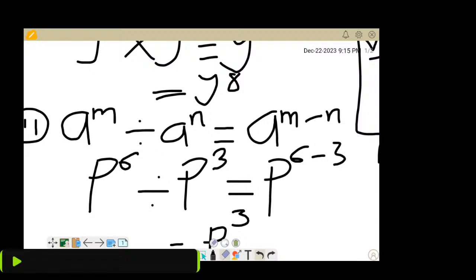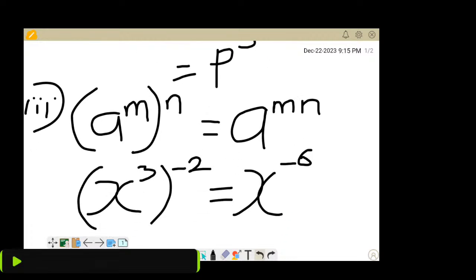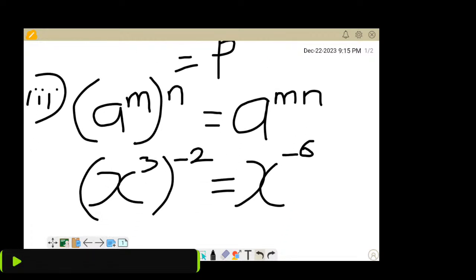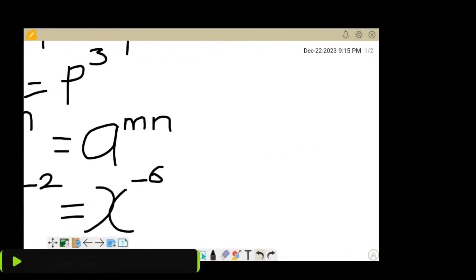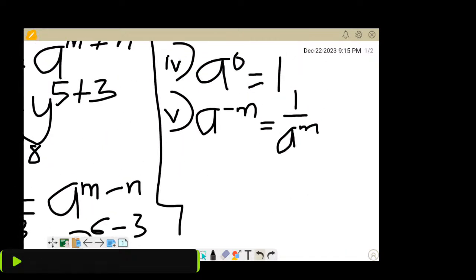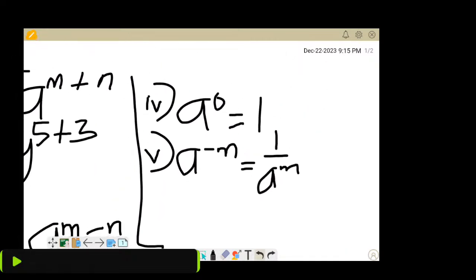Okay, now when we have a letter carrying a power and another power is outside the bracket, you multiply the powers, as you can see in rule number 3. For the fourth one, whenever a letter is carrying a power of 0, either letter or number, the answer is a unit, that is 1. And when we have a negative index, this simply signifies that we're going to have the inverse or reciprocal of that number or letter carrying the power.